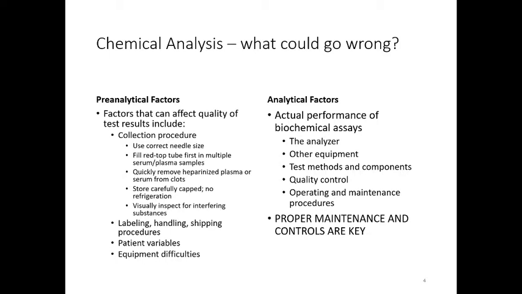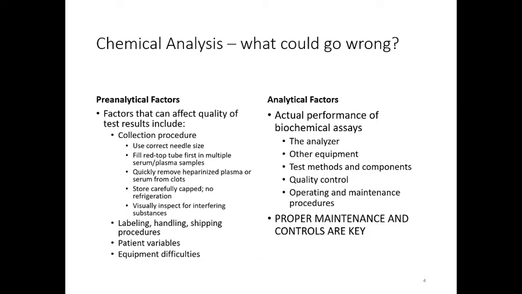You want to quickly remove any heparinized plasma or serum from clots. If you have something that does have heparin in it, we want to take it off the clot as quickly as possible once we've spun it down. If we don't do that, the chemicals within the red blood cells will eventually leach into the chemicals in the plasma and change those chemicals and give us an abnormal result. So we always want to test just the serum or the plasma once we've separated those two things.